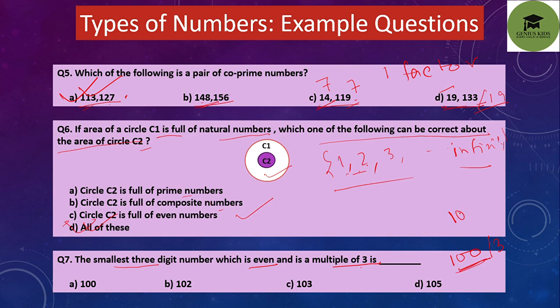Next number is 101. Is 101 an even number? No. Then we take 102. Is 102 an even number? Yes. Is it divisible by 3? Yes, it is 3 times 34. If you multiply 3 by 34, we get 102, and this is the smallest 3-digit even multiple of 3. So the answer is 102.